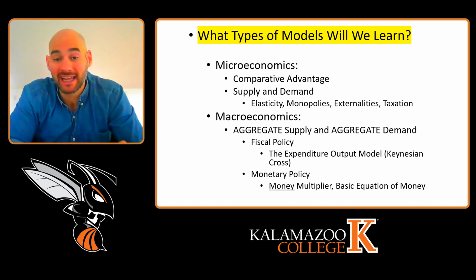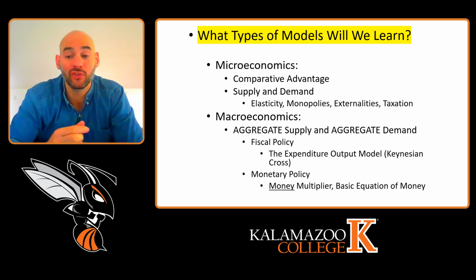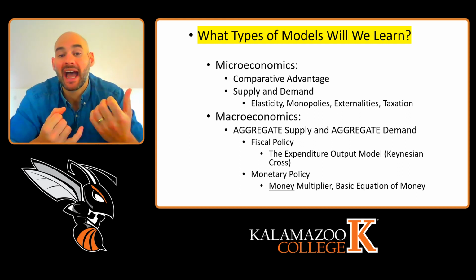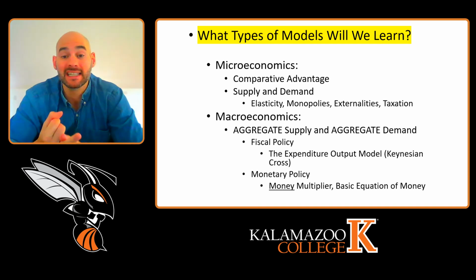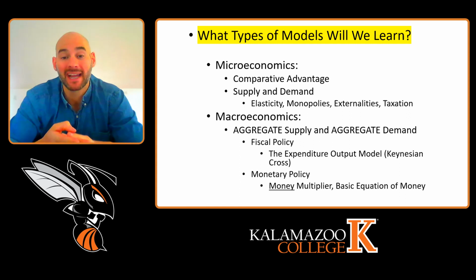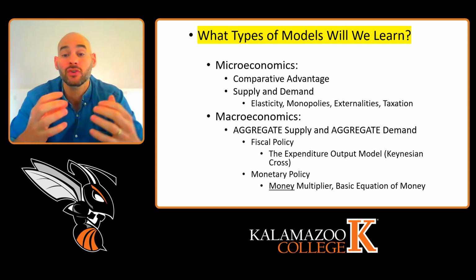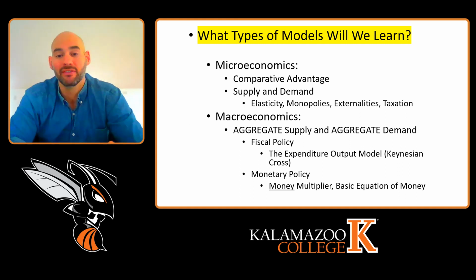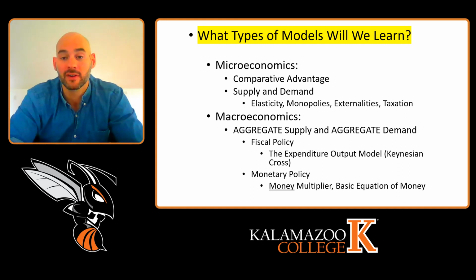Now, within the supply and demand model, we're going to add some bells and whistles so that we can better describe the reality and the nuances of reality by considering elasticity and how supply and demand operates in monopolies and how externalities and taxation impact supply and demand. And these are going to sound like new vocabulary words to you at this point, most likely. However, we will discuss those before the first exam in the next couple weeks.